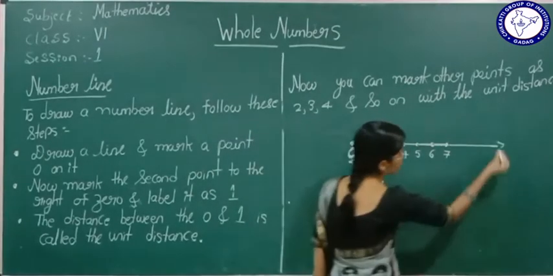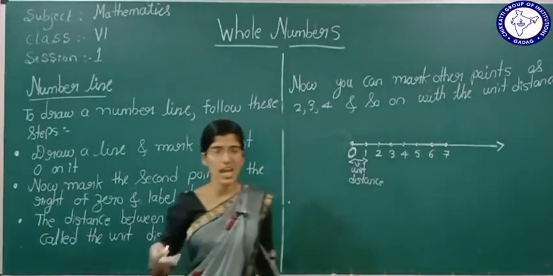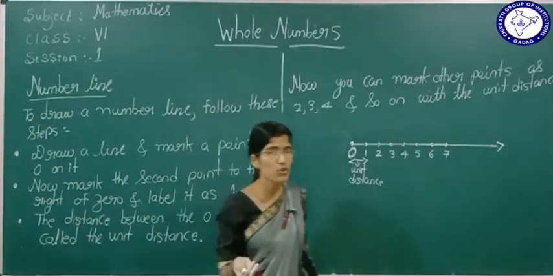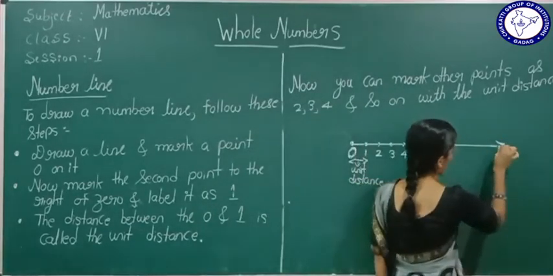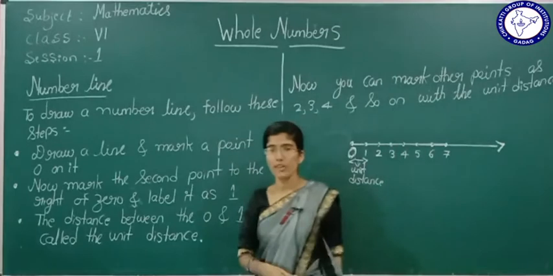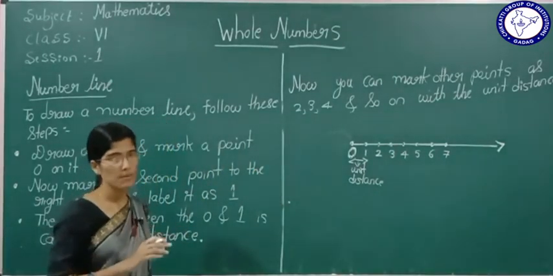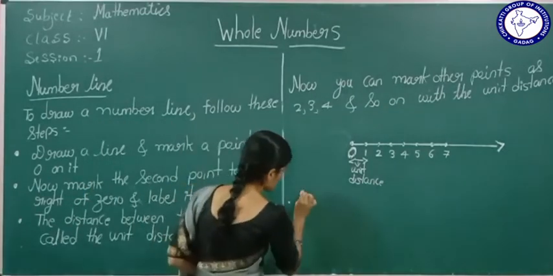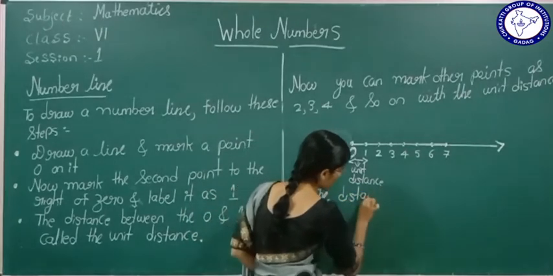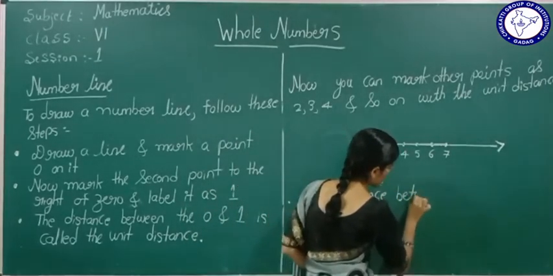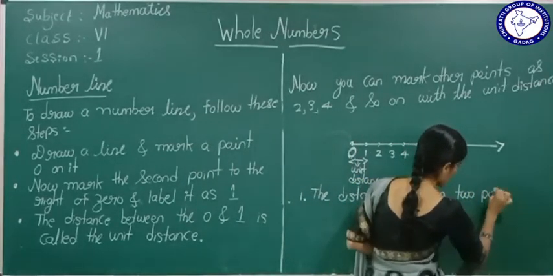Now see, I have shown an arrow here because the whole numbers will go on continuing, right? 8, 9, 10, 11, 12, 13, 14. We don't know where the numbers exactly will end. That's why I have shown an arrow here. Okay, this is the way of representing whole numbers on the number line. Now I will ask you some questions regarding this. The distance between 2 points.